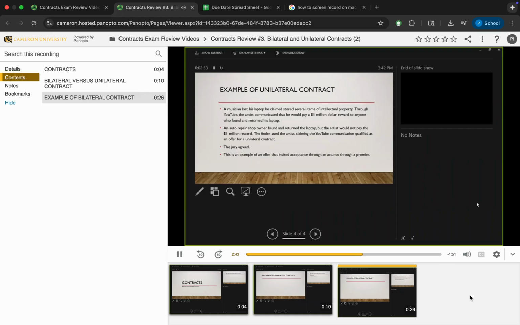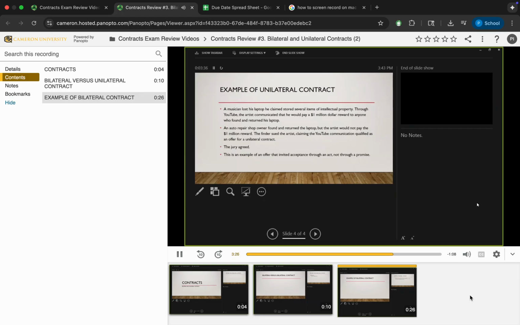So here we see that there was actually no communication between the musician and the finder. The musician and the finder didn't meet and say, hey, finder, I promise to pay you $1 million, with the finder saying, hey, musician, I promise to go find your lost laptop. That would have been a promise in exchange for a promise. This was different. The musician didn't even know the finder at the time that he made the offer. The musician created this YouTube video that said, to anyone who can respond to my offer, anyone who acts in the way that I'm requesting, I will pay a $1 million reward.